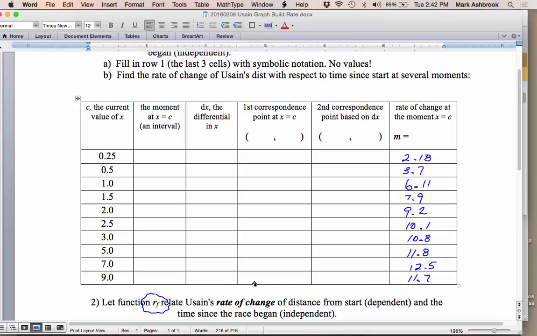And then you're going to plot the point 0.5 seconds and 3.7 meters per second. And so on, you're going to plot 10 points on those axes below. This is going to be a rate of change function as opposed to a distance function.